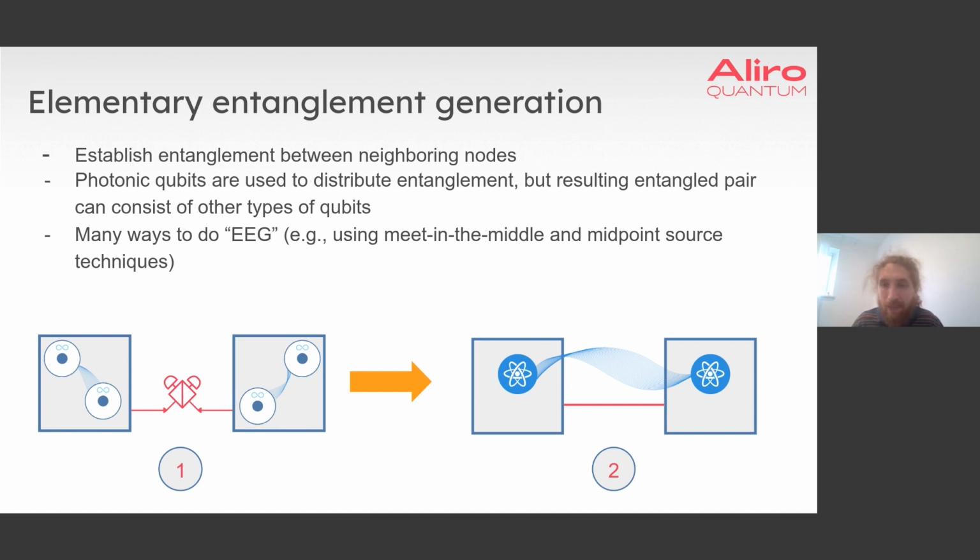Another common type of scheme for EEG is that of midpoint source, where an entangled pair is created at a single midpoint, such as a nonlinear crystal, and each of these entangled qubits is transmitted to the desired nearby nodes.